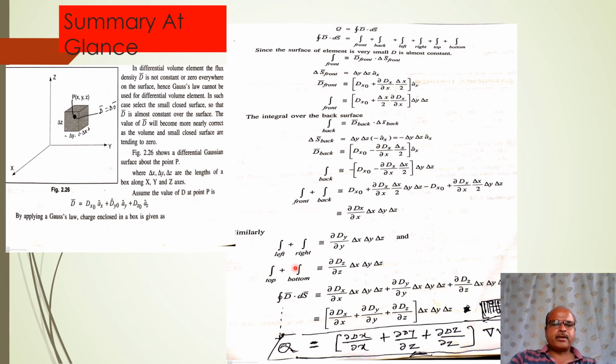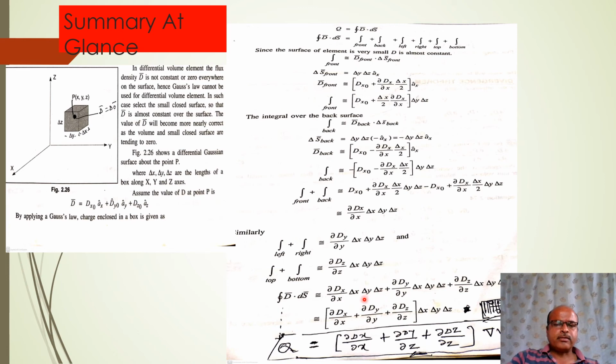Write down the equation for left plus right. Similarly, only the y component comes here. Then write down the equation for top plus bottom. Then the z term comes here. And by adding all these integrals, front plus back, left plus right, top plus bottom, we will get this equation.